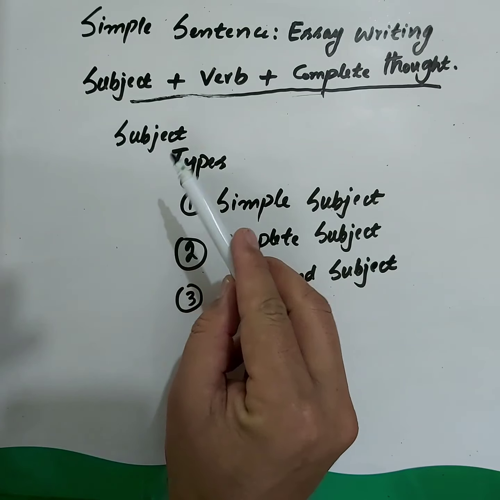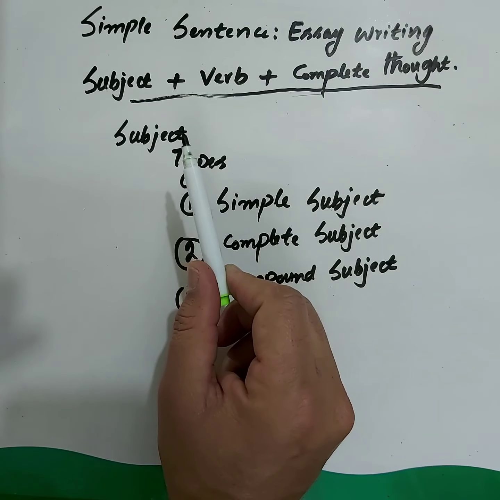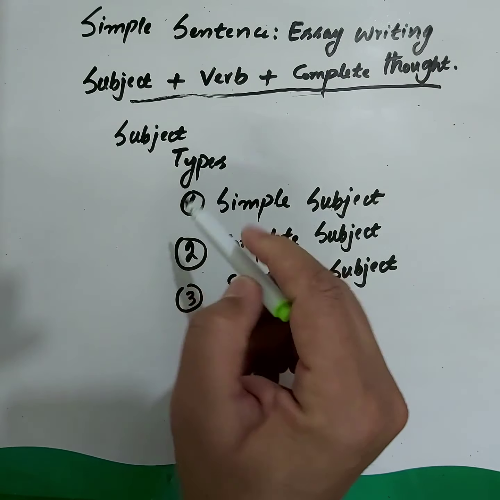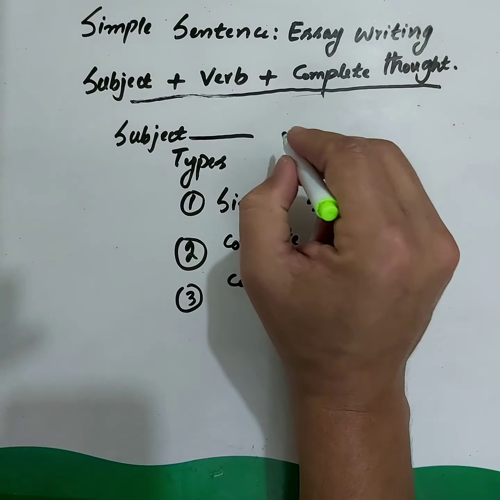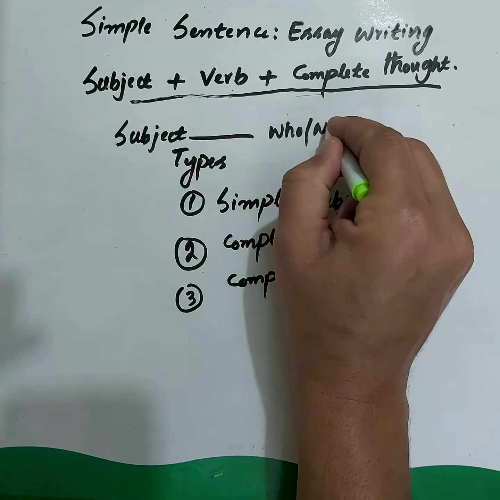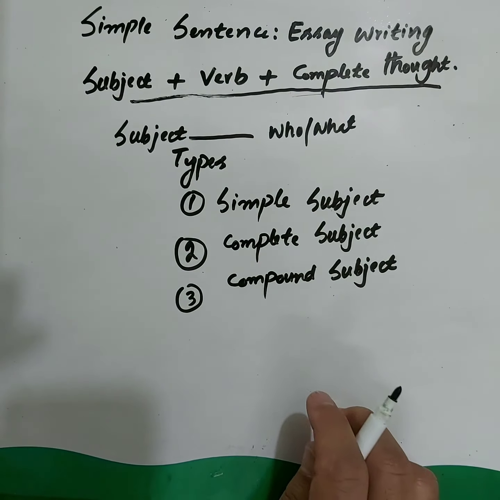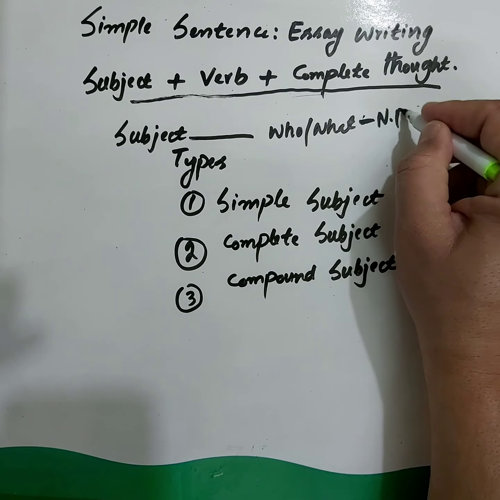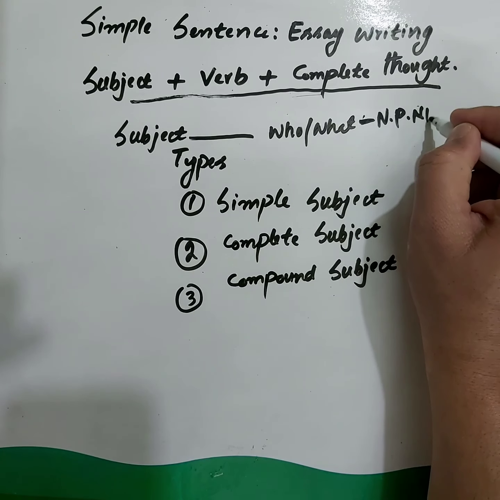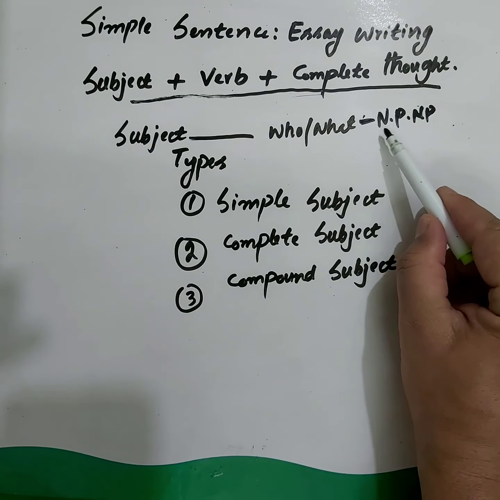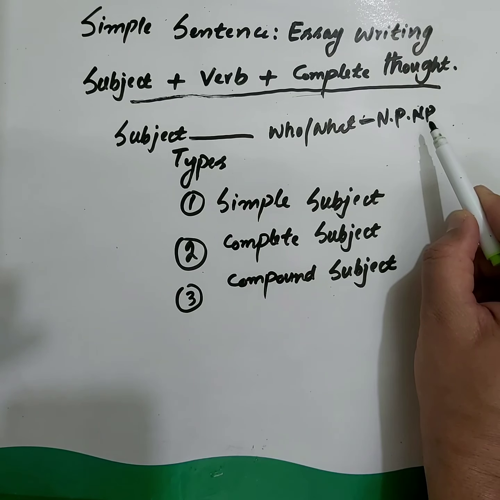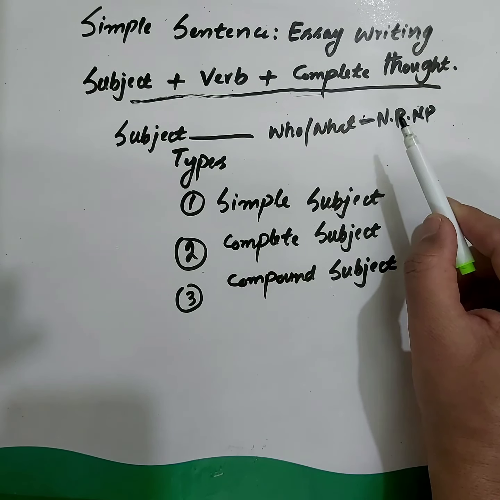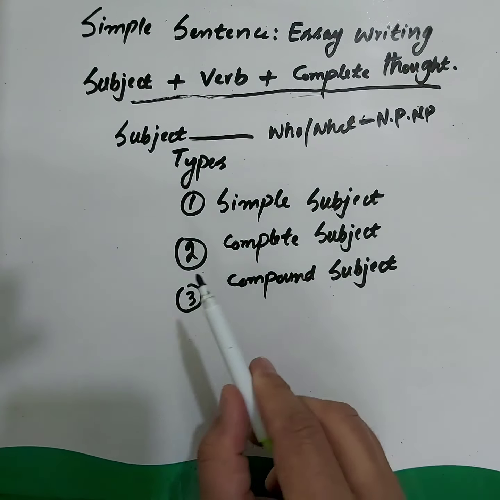Students, first of all, what a subject is. A subject refers to who or what the sentence is about. It could be a noun or a pronoun or a noun phrase. Students, simply, the doer or performer of an action is called the subject.